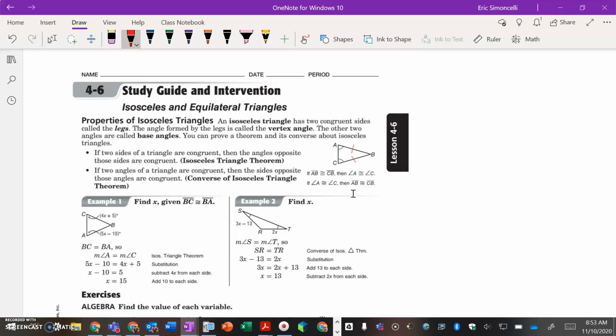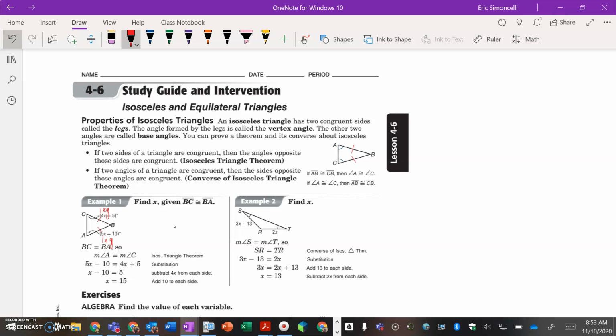Example 1. Find x given BC is congruent to BA. Right away, if you take a look at the picture, knowing that the sides are congruent, so BC is congruent to BA, let's also help mark things according to what we saw at the beginning. So we know that this is a leg, as well as this. They're both legs.